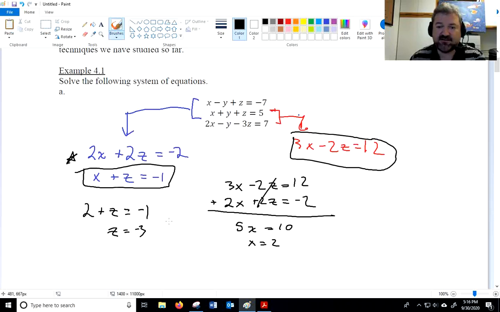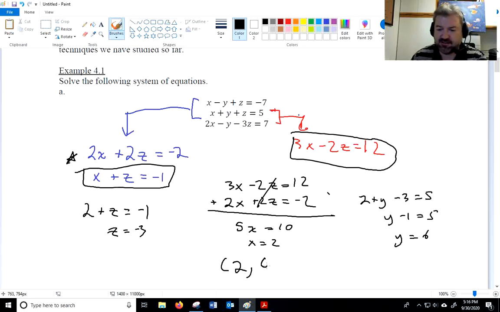Now that I know that, let's find out what y is in one of the three original equations. I'll use the middle one. So I'll say 2 plus y minus 3 equals 5. And that gives me y minus 1 equals 5, which gives me y equals 6. My answer is an ordered triple. That's my solution, an ordered triple: x, y, z.